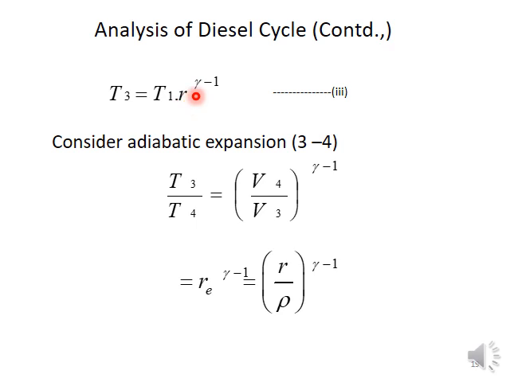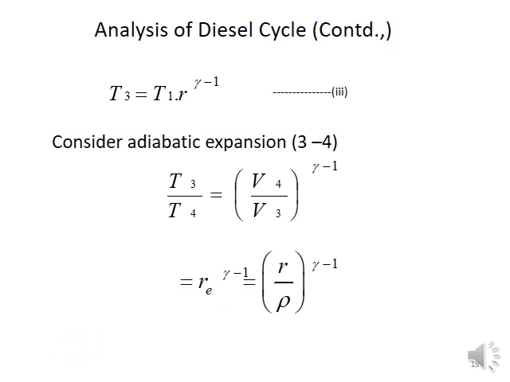Next, coming to the third process, 3 to 4 is an adiabatic expansion process. For that we can write T3 by T4 is equal to (V4 by V3) whole power gamma minus 1. And we know that V4 by V3 is the expansion ratio here because the process is an adiabatic expansion. So V4 by V3 is the expansion ratio, re, and we have re power gamma minus 1.